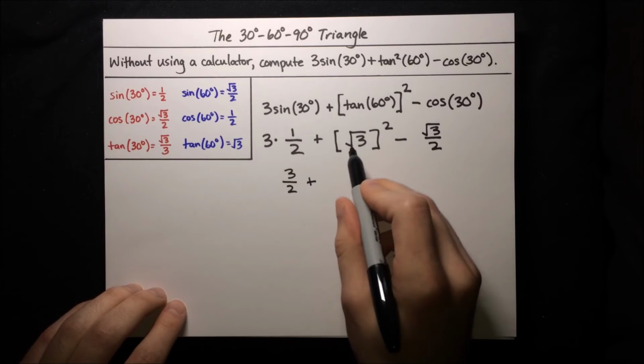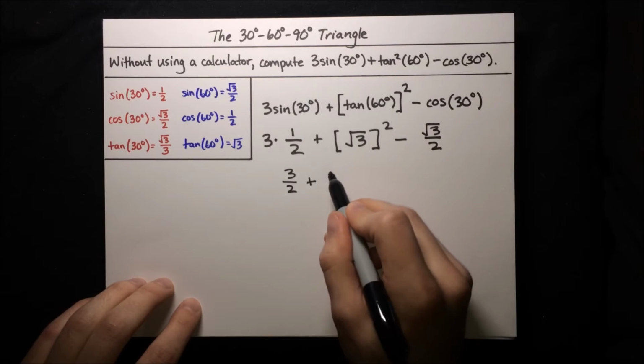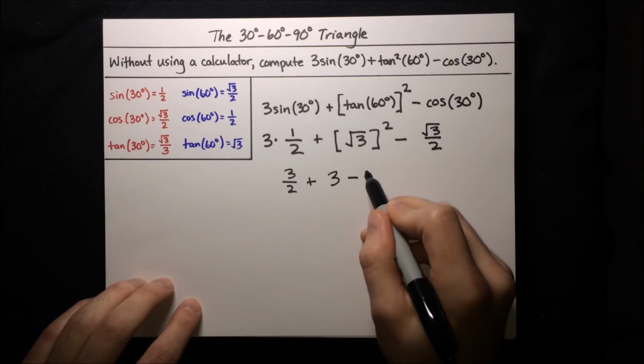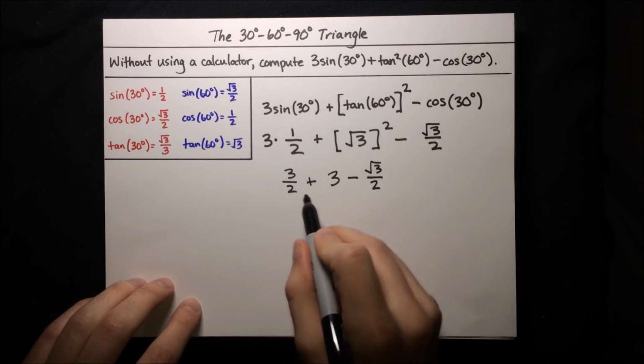Then plus root 3 squared. Well, the square just cancels out the root, and then we just have plus 3. And then minus root 3 over 2. So let's go ahead and add this.